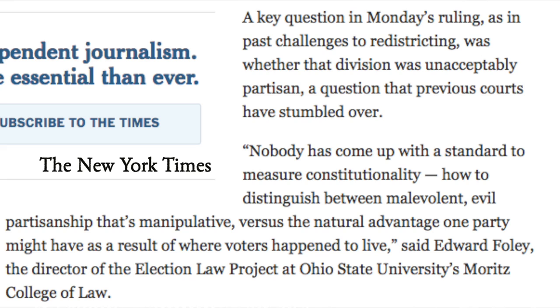Edward Foley, the director of the Election Law Project at Ohio State University, recently summed up the Supreme Court's views on gerrymandering when he said this, quote, "Nobody has come up with a standard to measure constitutionality, how to distinguish between malevolent, evil partisanship that's manipulative versus the natural advantage one party might have as a result of where voters happen to live." End quote.